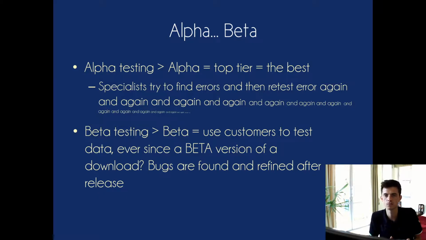That's literally the difference between alpha testing and beta. So one of them's specialist, one of them's generic customer testing on the whole program.